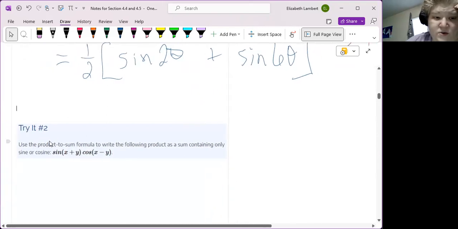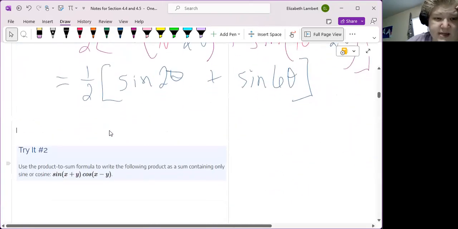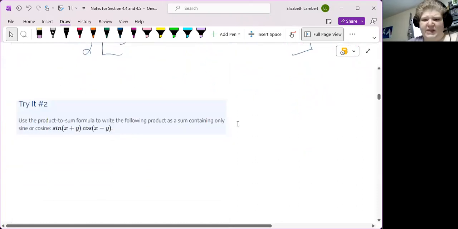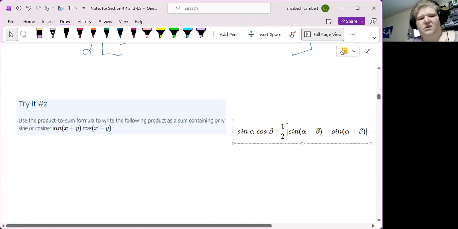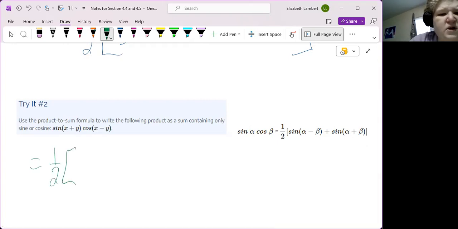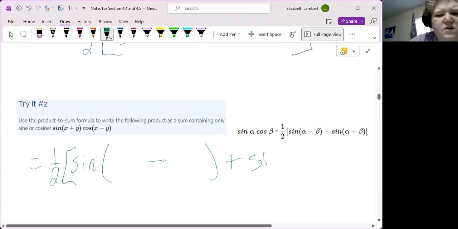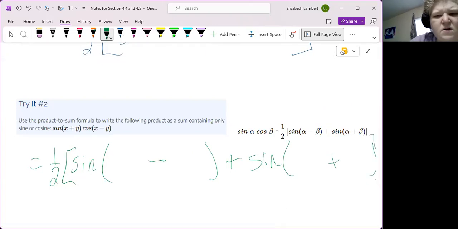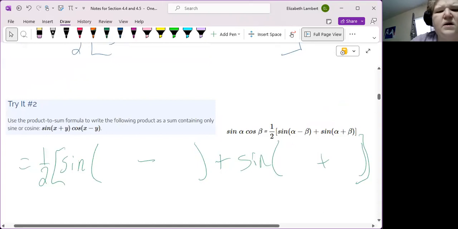All right, now, well, this is what we were just doing, sine and cosine. So another sine and cosine, but they made alpha and beta look ugly. So let's be a little more careful with this one. So I have my 1/2, I have my sine. So alpha is this ridiculous x plus y.